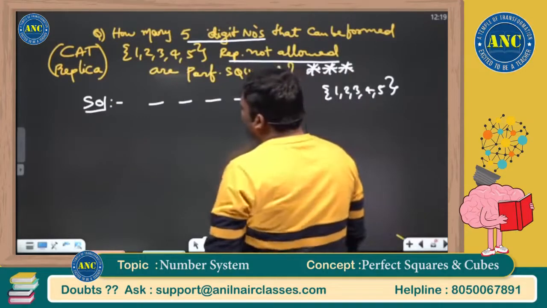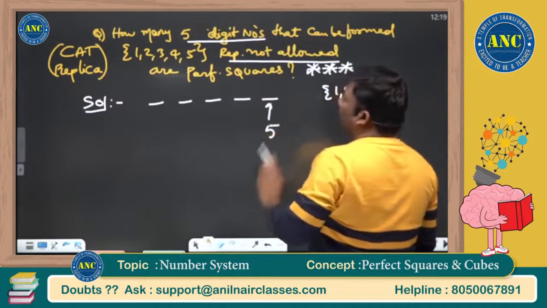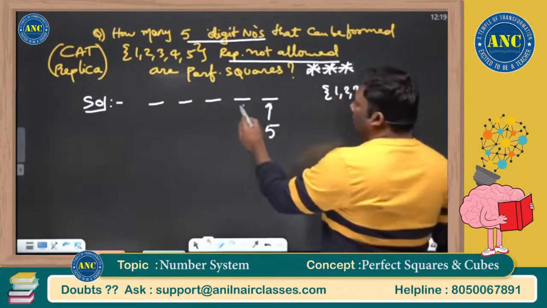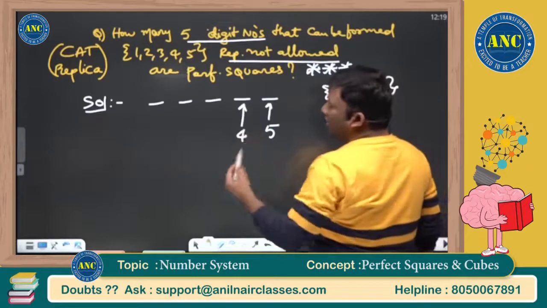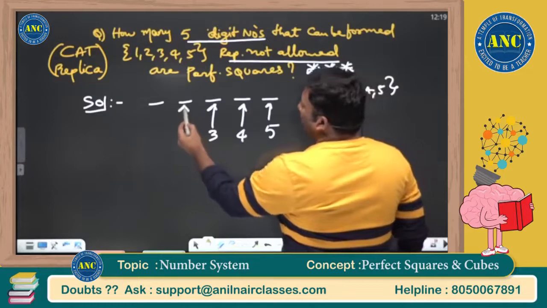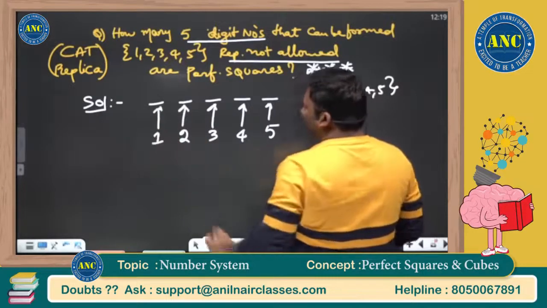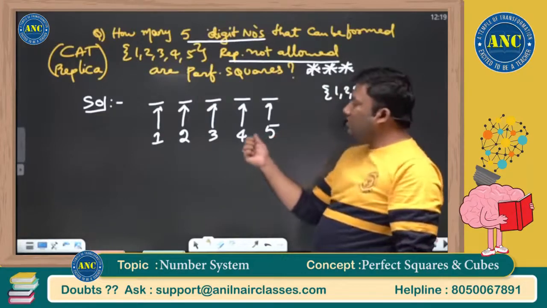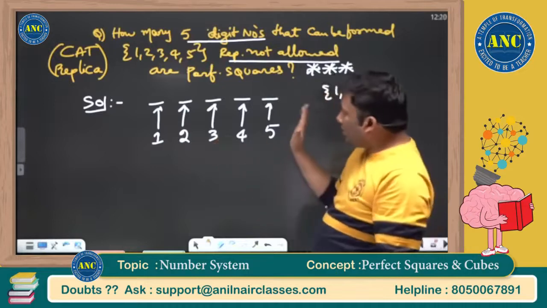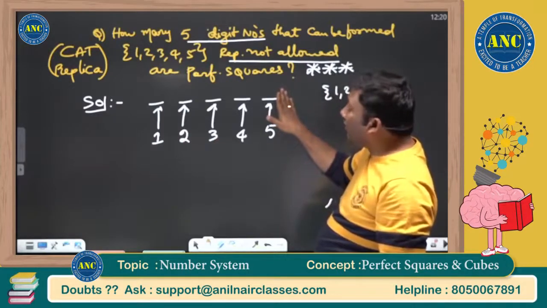Now see here. This place can be filled by any one out of the 5 digits: 1, 2, 3, 4 or 5. Repetition not allowed, so from the remaining 4 digits, 1 digit will come. From the remaining 3 digits, 1 digit will come. From the remaining 2 digits, 1 digit will come. The remaining 1 digit will be there. This place can be filled in 5 ways, this place in 4 ways, 3 ways, 2 ways, 1 way.